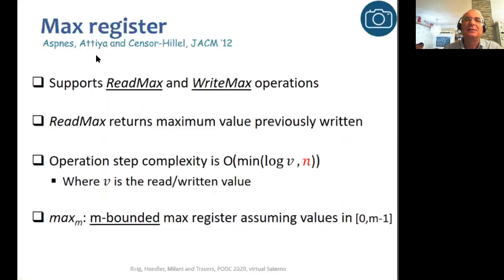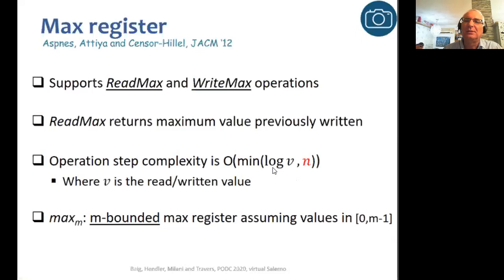A max register, defined by Aspnes, Attiya, and Censor-Hillel, stores integer values. It supports two operations. The write max operation writes a new value, and the read max operation returns the largest value written by a write max operation linearized before it. In the algorithm they presented, both operation types incur log of v step complexity, where v is the value of the register when the operation is applied to it.